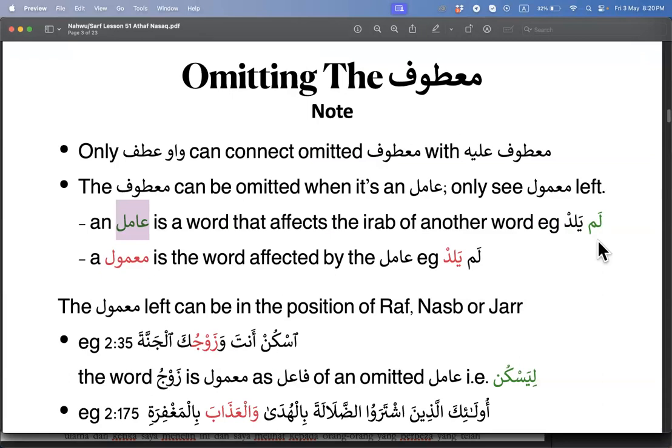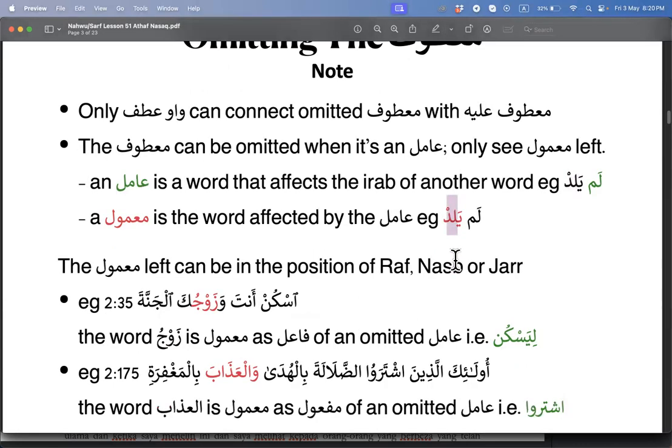Harf atf. Yes, and yalid is? Yalid is fi'il mudhari', yes, fi'il mudhari' majzum, majzum because of the lam. So this becomes majzum because of the lam. The lam is called amil. The word that is affected by the amil is called ma'mul. Okay, this term is quite important.